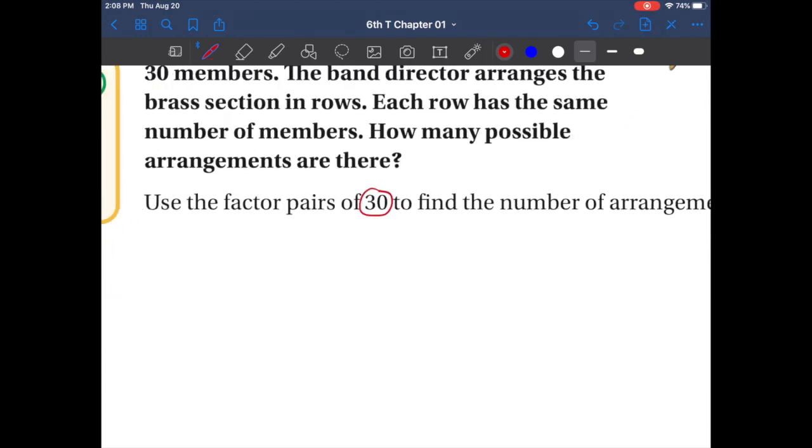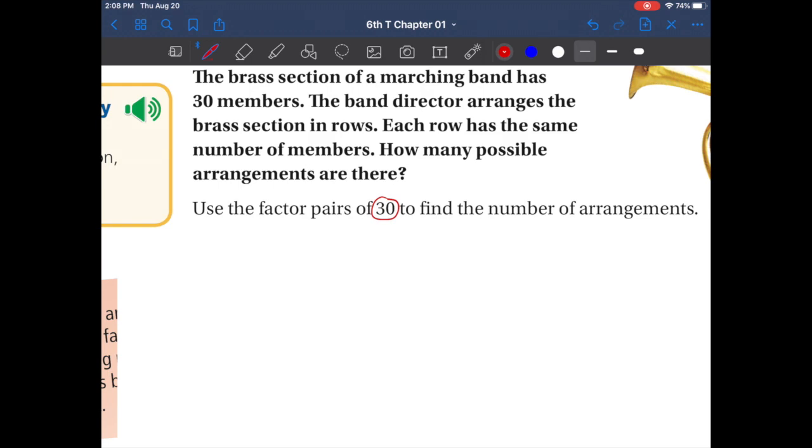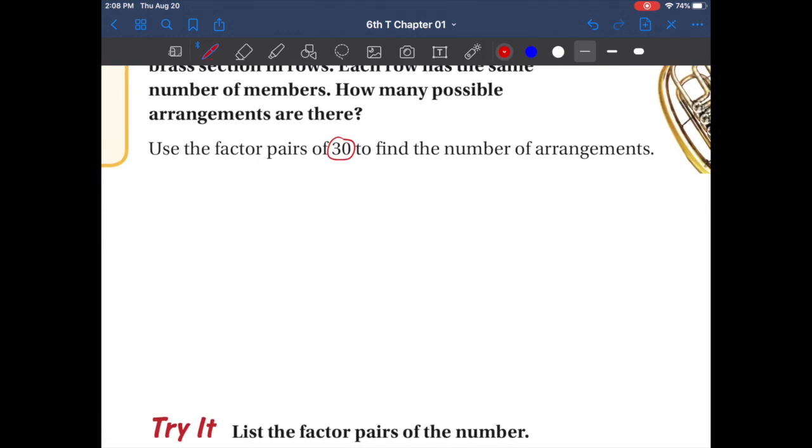So we have 30 band members. Let's see, how many different kinds of rows can we make? Well, I'm going to show you guys a very easy way to do this. We're going to take the number 30, and we're going to find out what numbers I can multiply to get 30. What number can I multiply the number 1 to get 30? Well, 1 and 30. I'm going to make a straight line like this. So how about 2? Does 2 go into 30? Yeah. So 2 times what's going to give me 30?